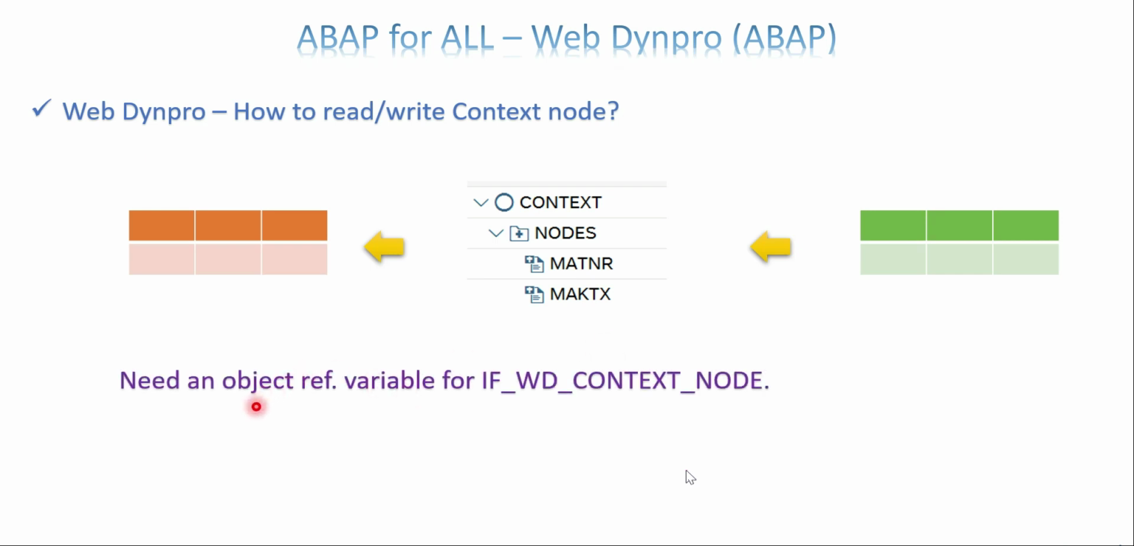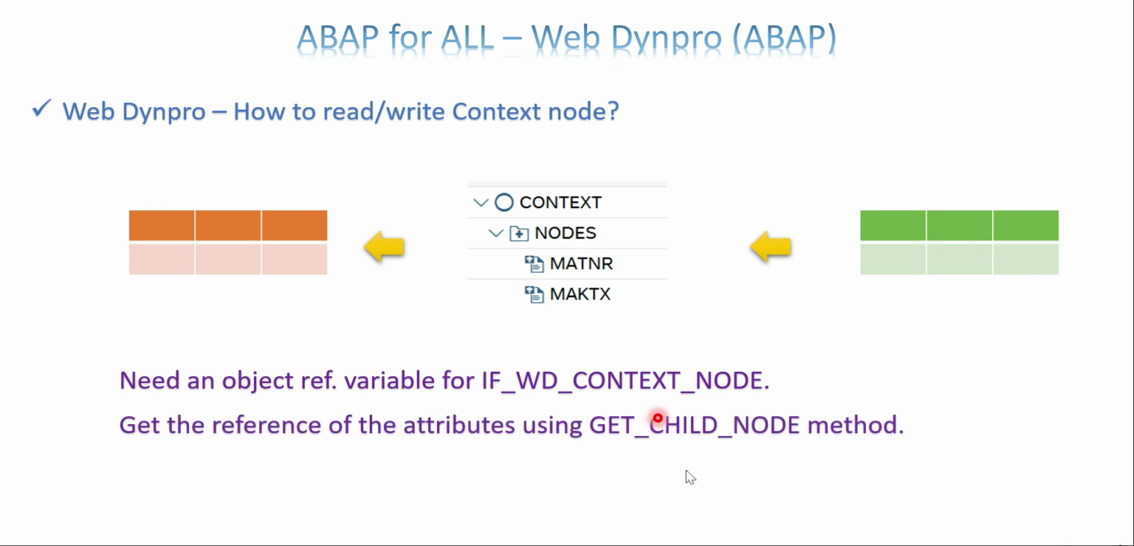So here for this also I need an object reference. For every process I'm going to create an object reference. That's what I'm always saying, you need one object reference for one. Okay. So here the object reference is going to refer to a different interface, context node. The previous one refers to context attribute. This is context node.